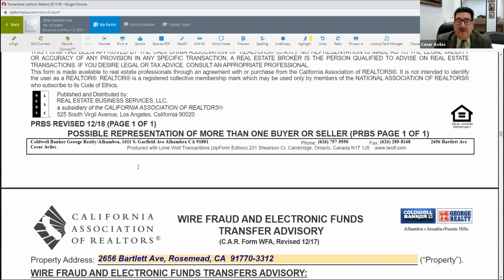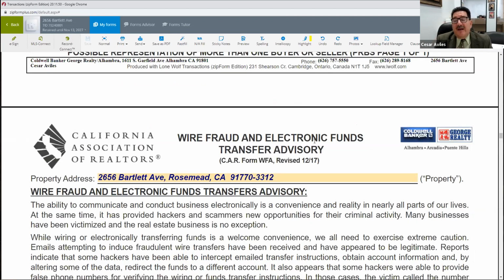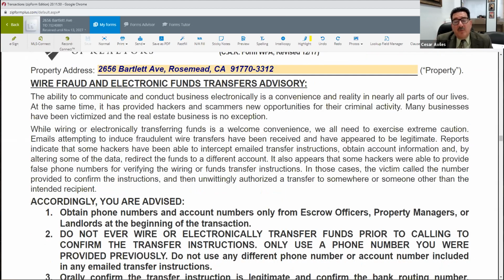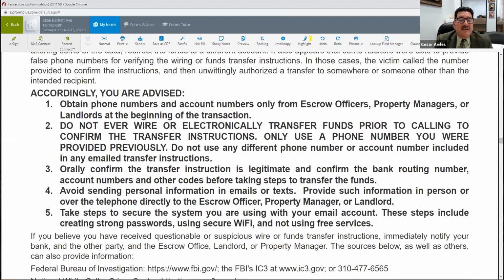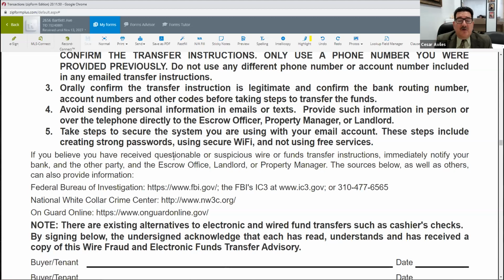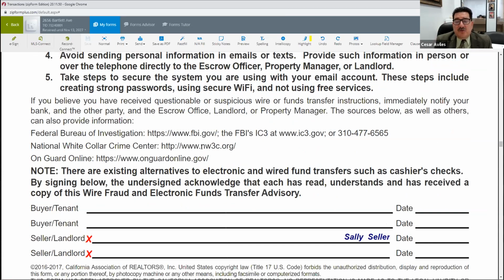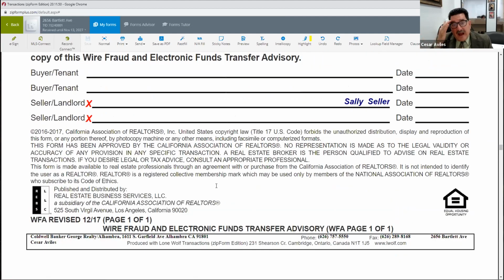So this one also, we need to get the seller to sign the wire fraud and electronic funds form. And it explains everything. Hey, Mr. Seller, be wary. Los Angeles is a capital of fraud, and we want to make sure that you don't become a victim of fraud. So here's the FBI phone number if you want to learn more about electronic fraud. And since the escrow is going to be wiring your money once we close escrow, I want to make sure that you are aware and protect yourself against wiring fraud and electronic fraud.